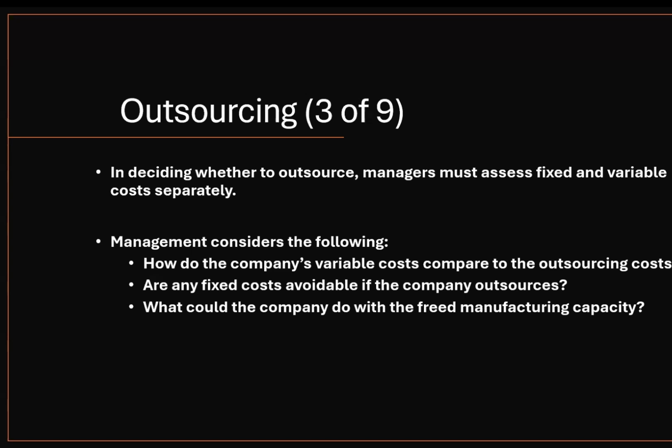Initially, it seems that Smart Touch Learning should outsource the casings, but the correct answer is not so simple. It's not so simple because manufacturing unit costs contain both fixed and variable components. In deciding whether to outsource, managers must assess fixed and variable costs separately. Smart Touch Learning must consider its opportunity costs. And what is an opportunity cost? It is the benefit given up by choosing an alternative course of action.